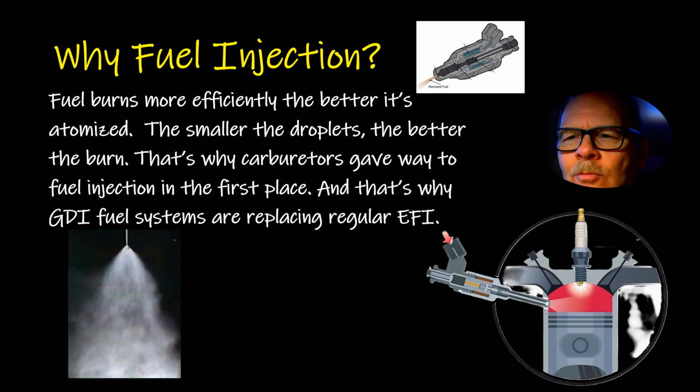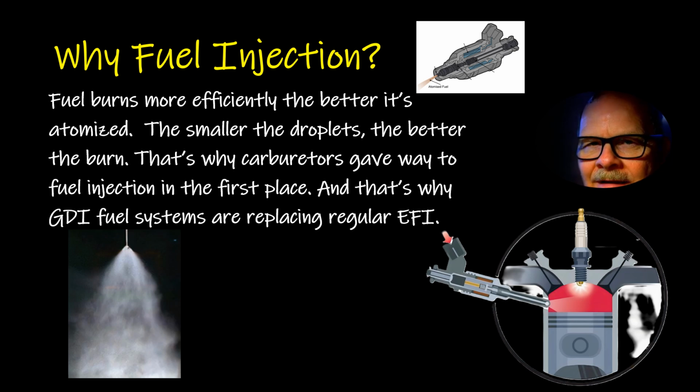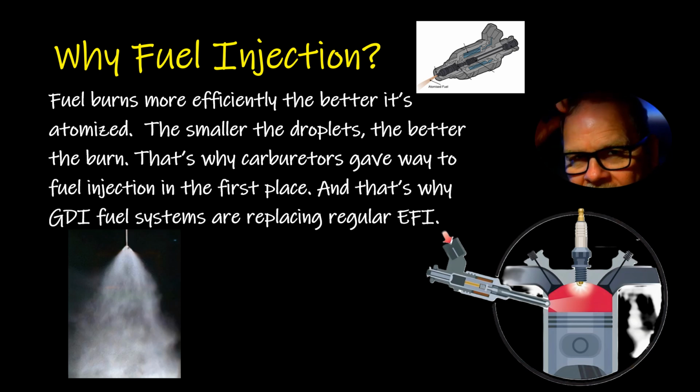Now, fuel burns more efficiently the better it's atomized. The smaller the droplets, the better they burn. That's why carburetors gave way to fuel injection in the first place, and that's why GDI fuel systems are replacing regular EFI, because of the finer mist. On the older systems, the fuel was put in behind the intake valve, and when it opened, that mist would be carried in there.